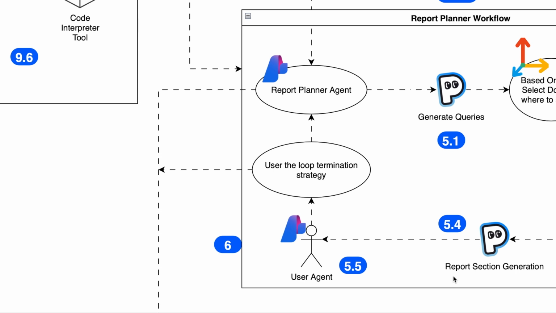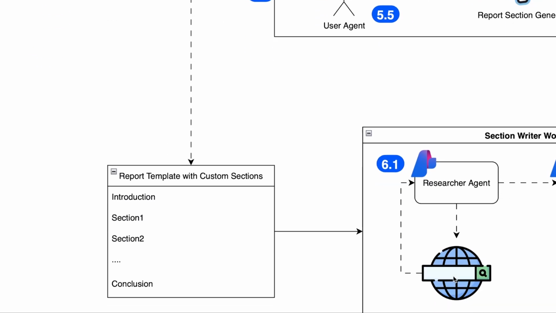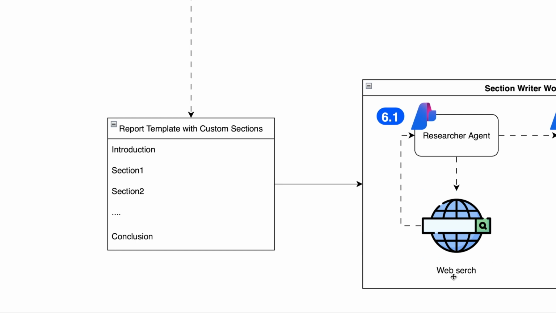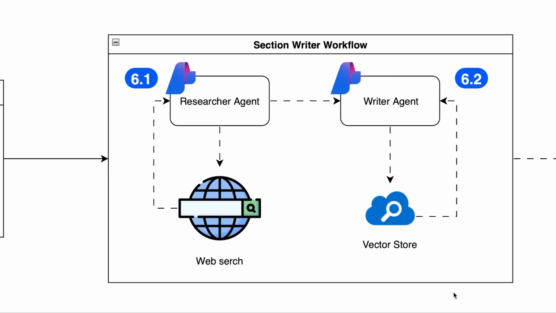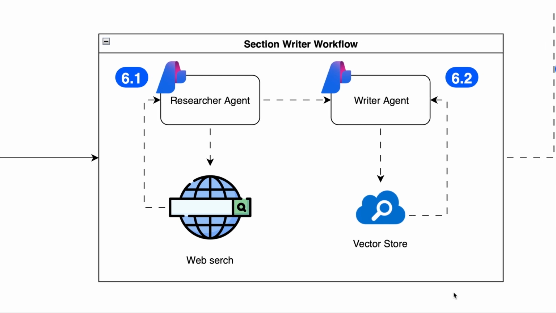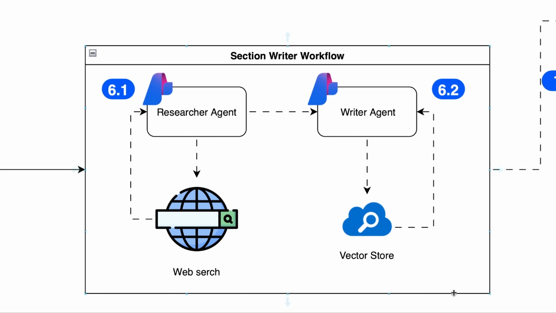For every section that requires additional research, the workflow continues with a section generator group chat involving the researcher agent and the writer agent. The researcher agent employs the search plugin to identify and retrieve the 4 most relevant URLs related to the section's topic. The writer agent downloads content from the selected URLs, stores it in files within the agent's vector store, and utilizes the file search tool to extract relevant information. This information is then incorporated into the section content.